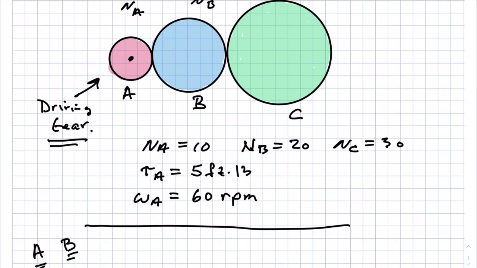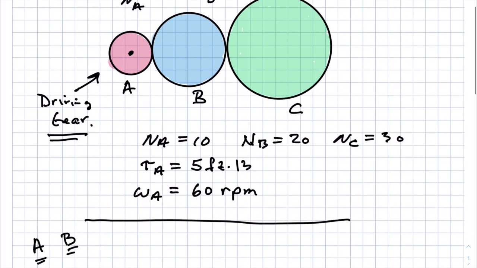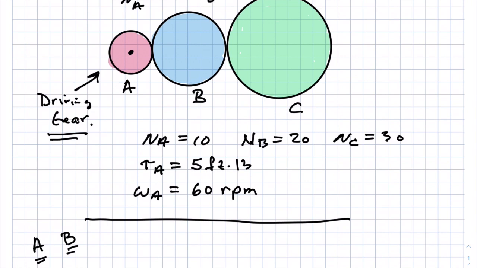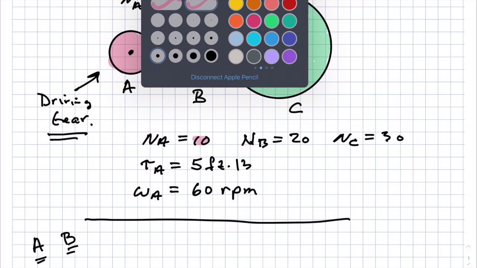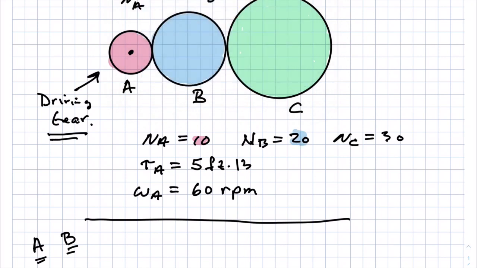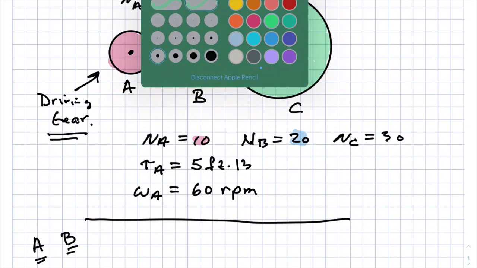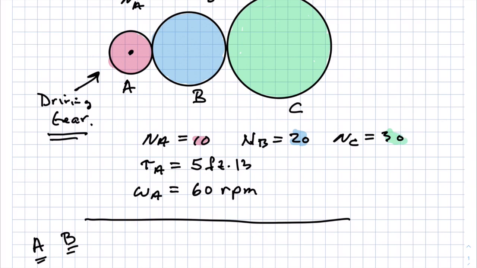We have three gears here, but we're going to consider just two at a time. We're going to start with gear A and gear B. I'm going to put some numbers to this so that we can talk about it. Let's say that gear A has 10 teeth. Let's say that gear B has 20 teeth. And later on we'll talk about gear C as well, with 30 teeth.